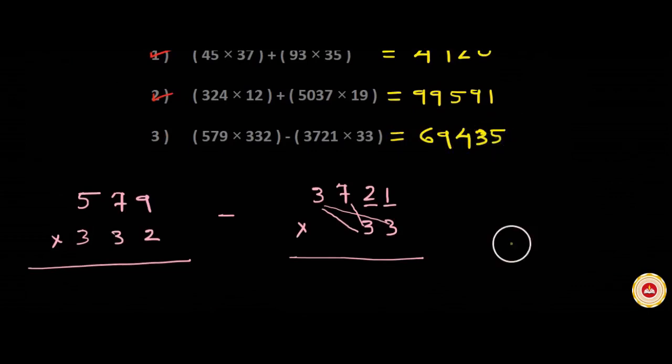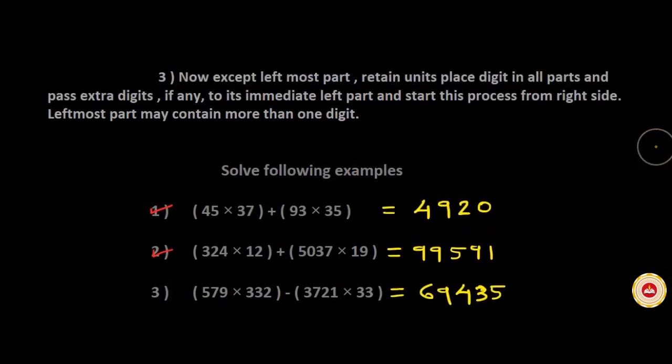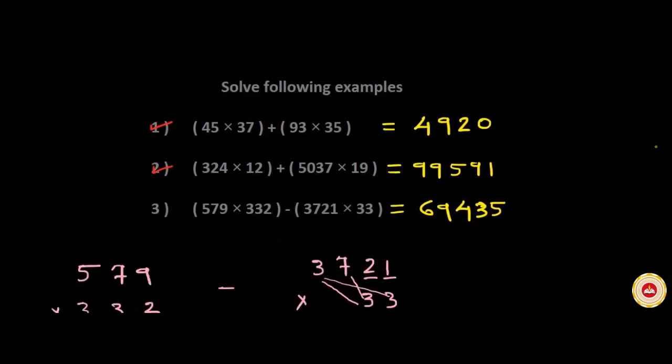So let us write the answer, 69,435. So friends, in this way the sum or difference of products, the calculation of sum or difference of products, is done simultaneously at a time.